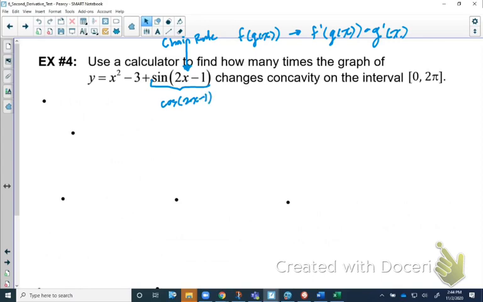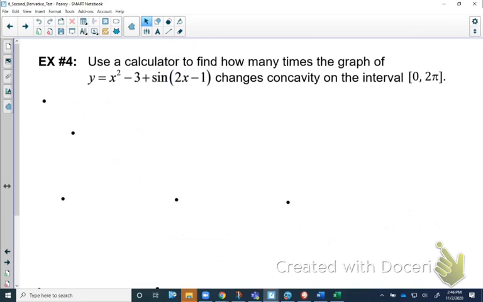And the derivative of the inside is really where that 2x is. So the derivative of 2x is going to be 2. So I can either say times 2 here, or I can put it in the front and say 2 times cosine of 2x minus 1. And so that's how we're going to be taking the derivative of that piece of the function.